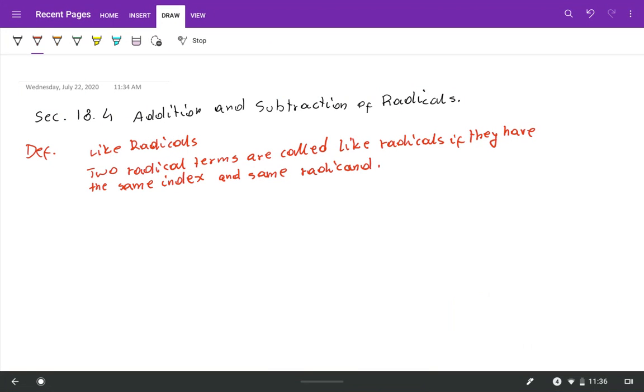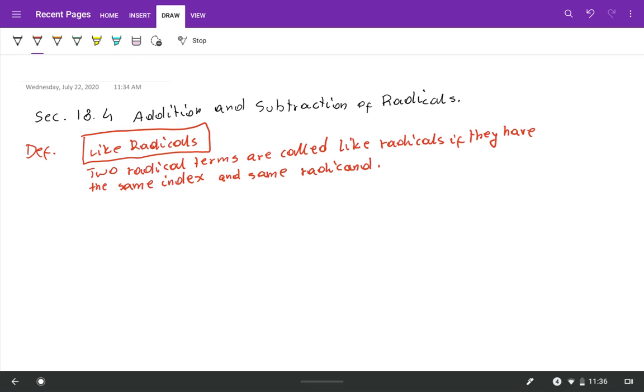Okay, good morning. Today I'm going to go over section 18.4. 18.4 is about addition and subtractions of radicals. So first we're going to start with the definition of like radicals. So what are like radicals?